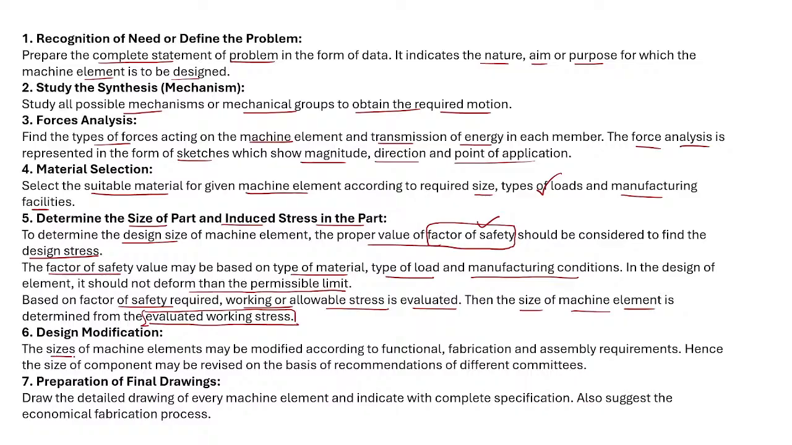Design modification, that is, sizes of machine elements may be modified according to functional, fabrication and assembly requirements. Hence, the size of the component may be revised on the basis of recommendations given by different committees. And a detailed drawing of every machine component indicates the complete specification and also suggests the economical fabrication process.